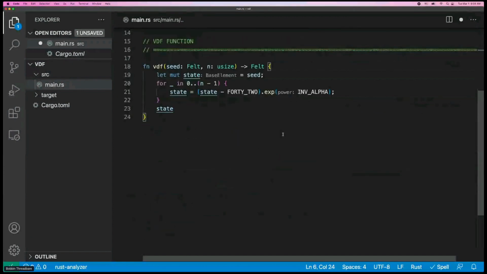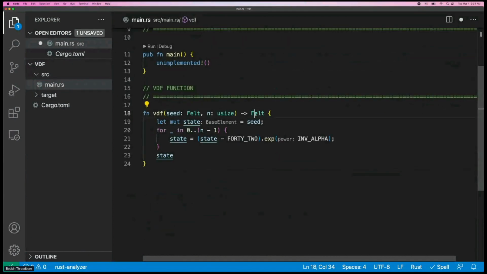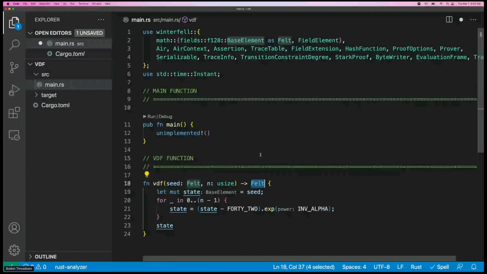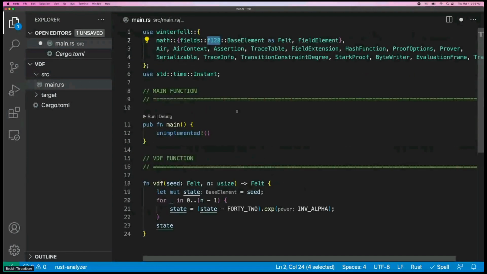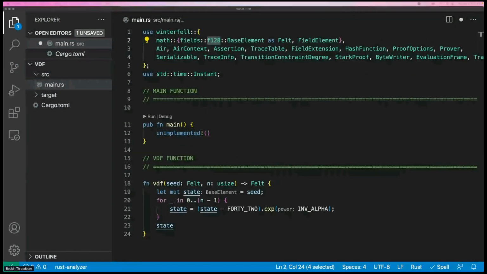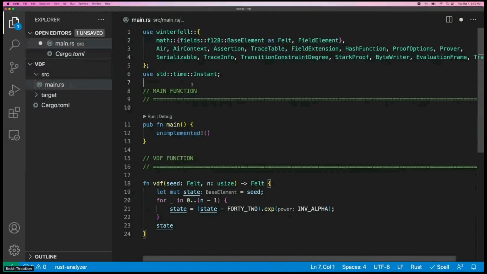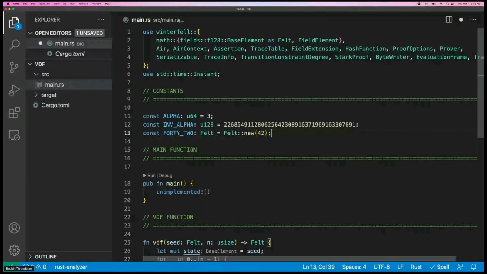Felt in this context is just a field element. So a field element, we're using a 128-bit field available in Winterfell. And then let me bring in some constants that we described in the slides. So we have our alpha, which is 3. We have the inverse alpha, and we have our value 42, which we will be adding.